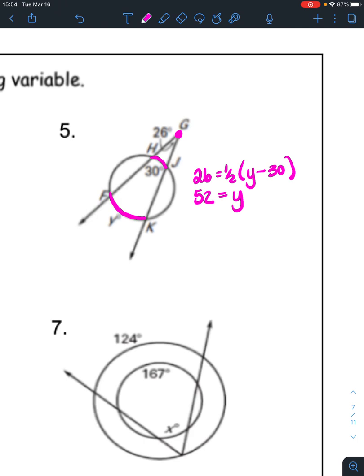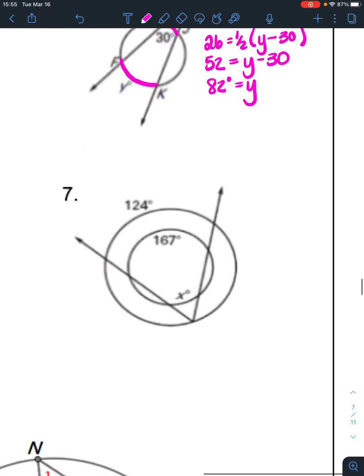Again, double the other side. That's the easiest way to get rid of that 1/2 instead of distributing, especially when you don't have even numbers. It's not the only way to do it, but it is the easiest way to do it. Add 30 to both sides, and you get that y is 82 degrees.